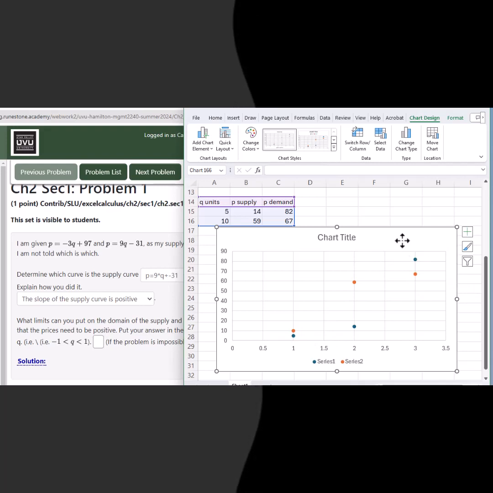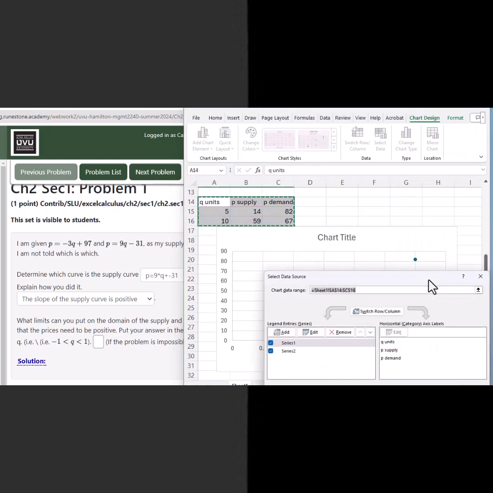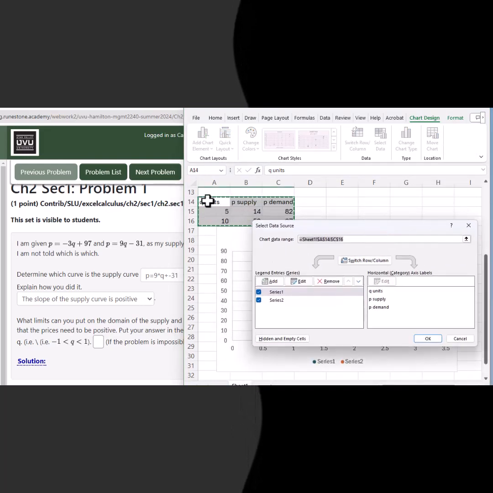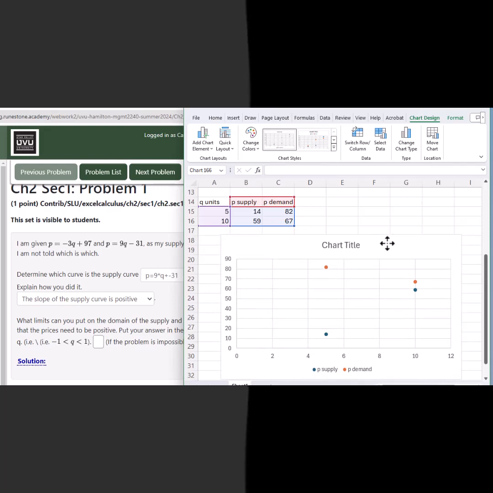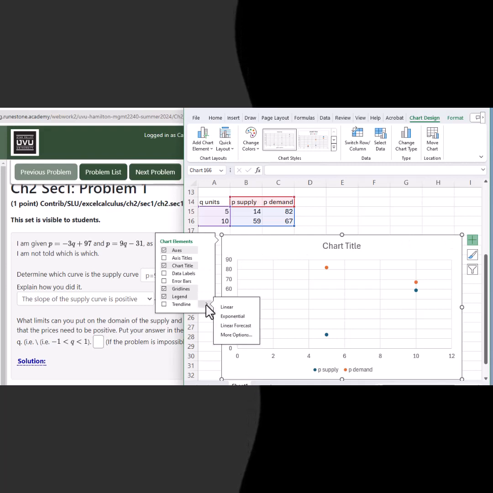The way you can fix that is you right-click and select data. You want to switch the row and the column so that the X values become the Q number of units instead of being the headers across the top here. And that looks better. So now see the X values are highlighted and the two Y values, and it's interpreting supply and demand. Okay, we'll add a chart element, go to a trend line.